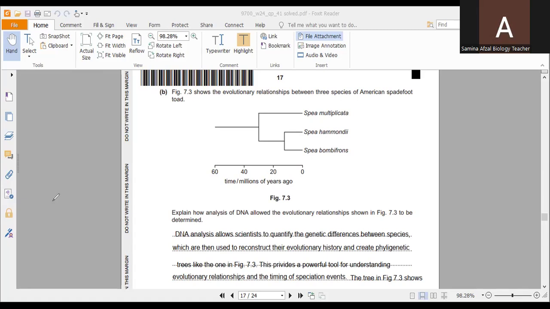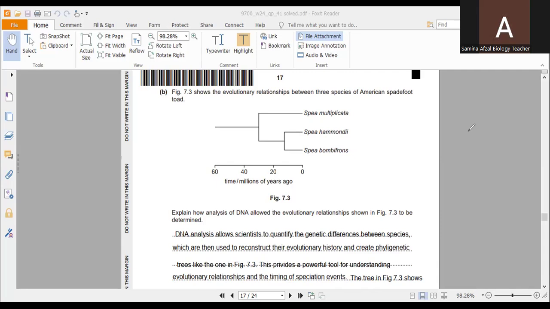So I would like to explain how analysis of DNA allowed the evolutionary relationships shown in figure 7.3 to be determined. Here we will explain how the analysis of DNA allowed the evolutionary relationships. First of all, we can see the evolutionary relationship which has been shown in this figure 7.3.